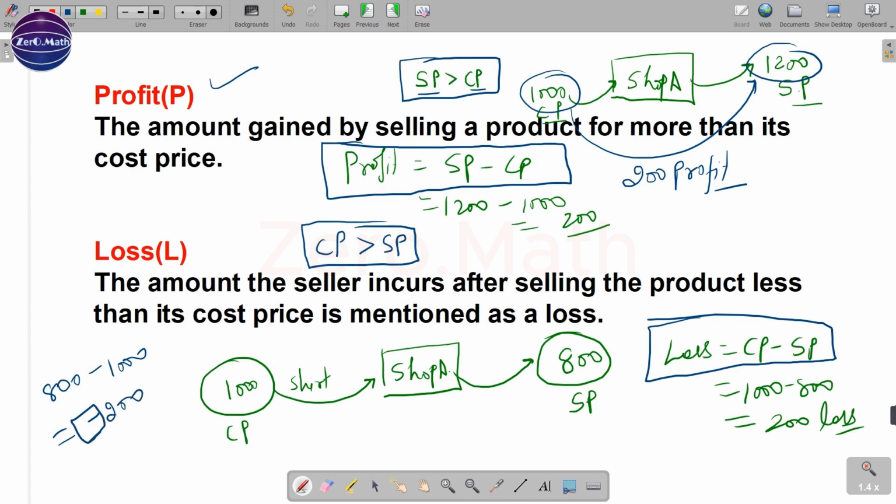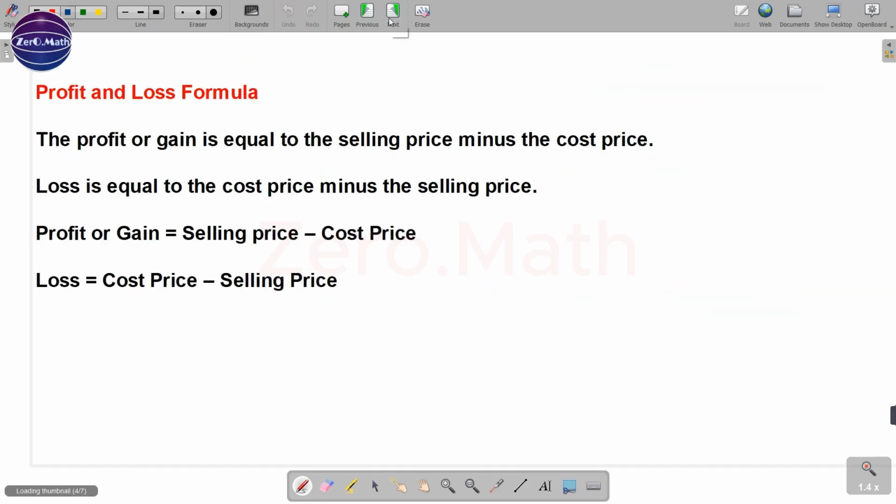Well, no amount can actually be negative. So here the negative sign indicates a loss. So there's no need to worry too much about it. Remember, SP minus CP. If you ever don't understand, just do SP minus CP and the sign will tell you whether it's a loss or a profit.